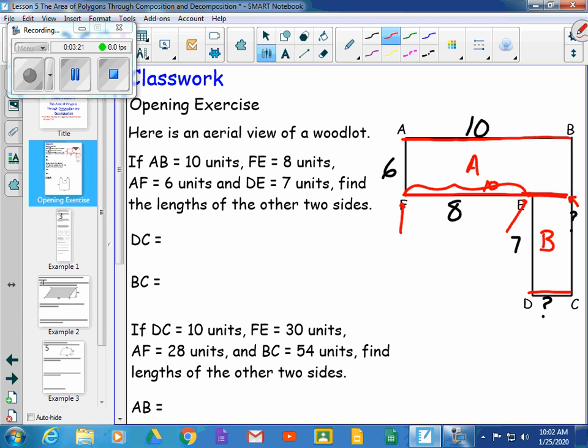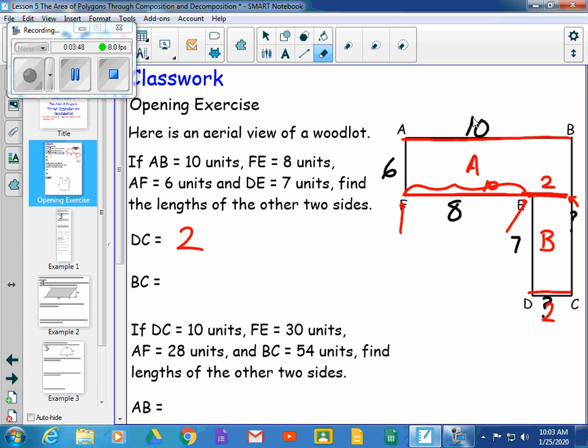To find this missing side here, we can take the total, 10, and subtract away the 8 and get 2. Whenever you know the whole length of a side and a part of it, you can subtract to find the missing part. Then, across from that, the rectangles are congruent so we can see that DC is 2 units long.